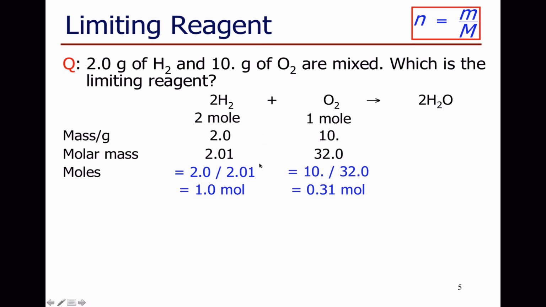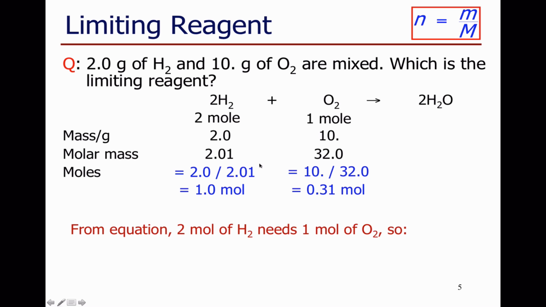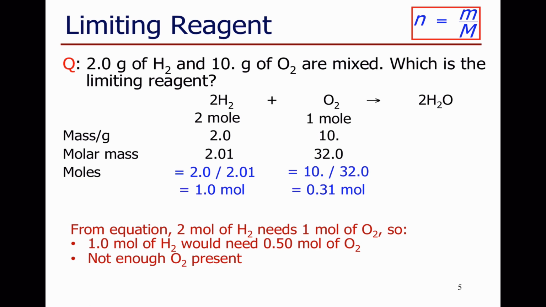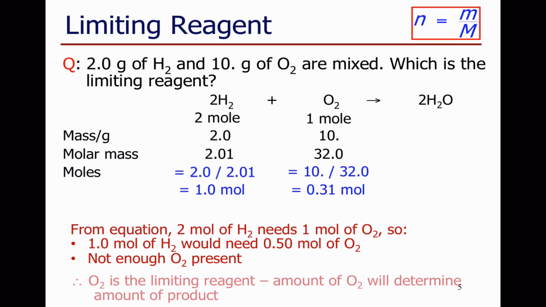Let's look at it the other way around. From the chemical equation, 2 moles of hydrogen need 1 mole of oxygen. We've got 1 mole of hydrogen, so that's going to need 0.5 moles of oxygen. We've only got 0.31 moles of oxygen, so there's not enough oxygen present, so oxygen is the limiting reagent. Whichever way around we look at it, oxygen is the one that's going to determine how much product we get, because it's the oxygen that's going to run out first.